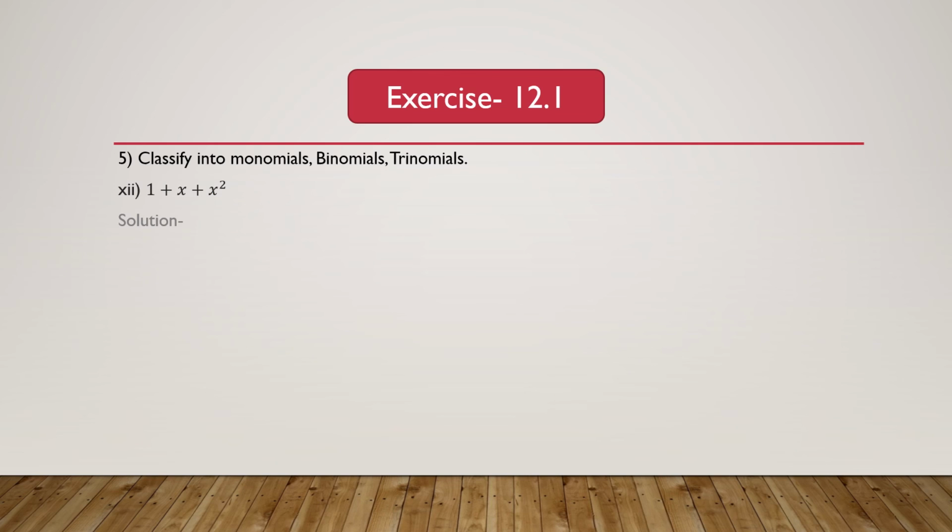Now 12th bit: 1 plus x plus x square. This expression consists of three terms, 1, x and x square. So this is a trinomial. A trinomial consists of three terms.